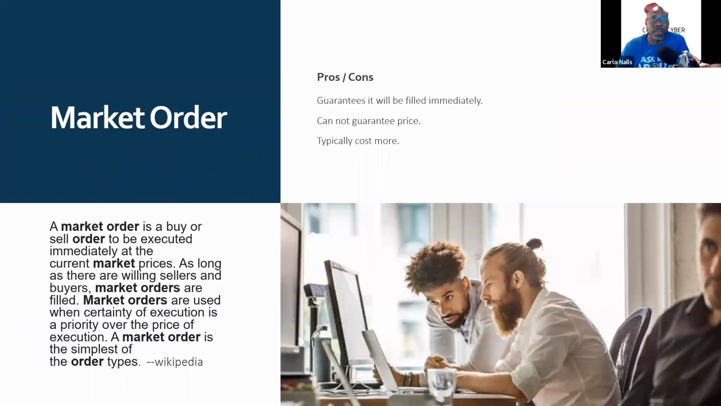Now let's get into the market order. A market order is a buy or a sell order to be executed immediately at the current market prices. As long as there are willing sellers and buyers, market orders are filled. Market orders are used when certainty of execution is a priority over the price of execution. And a market order is the simplest of the order types. That's taken from Wikipedia. So as you can see, the pros and cons here, it guarantees you that it will be filled immediately, but it cannot guarantee the price. And it typically costs more.